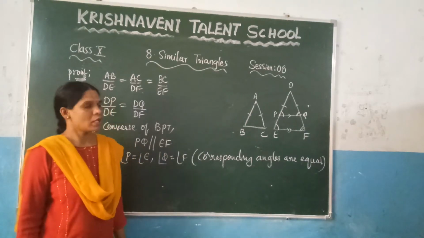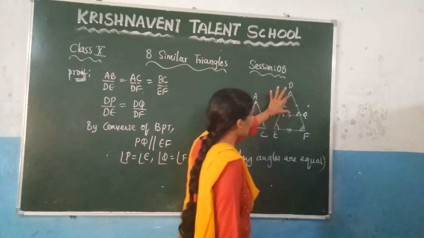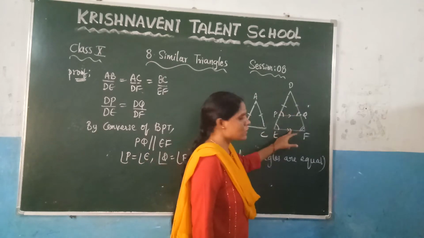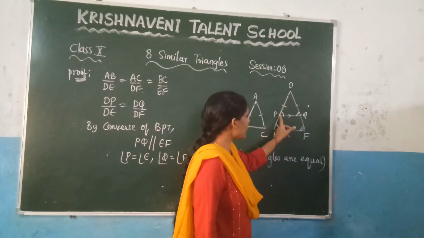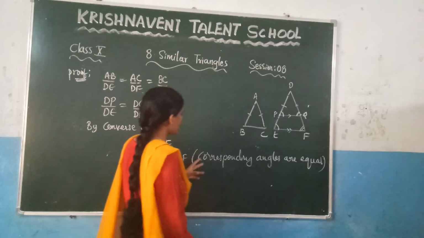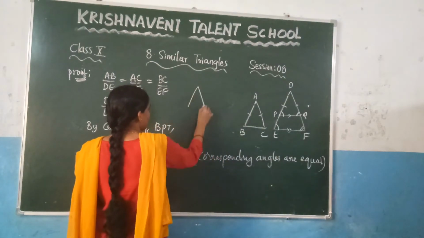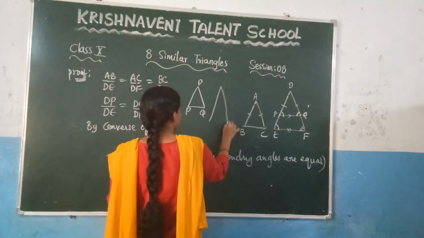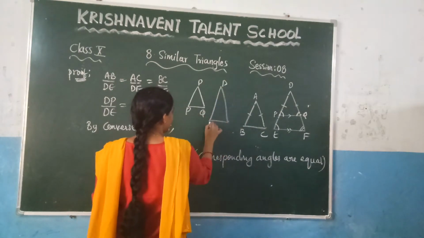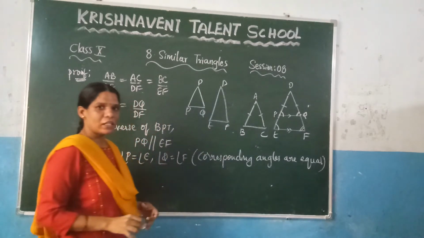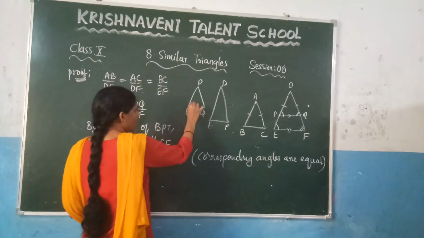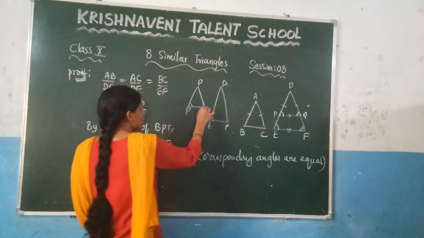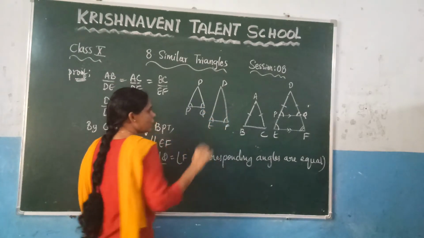If three angles are equal, then we can say that the corresponding sides are proportional. Now if you consider the smaller triangle and the bigger triangle, you can observe that two triangles are there. The smaller triangle is DPQ. Here I am drawing it separately, DPQ. And one more triangle is there, the bigger triangle, DEF. Right? So here, angle P is equal to angle E. Corresponding angles are equal. Similarly, angle Q is equal to angle F.